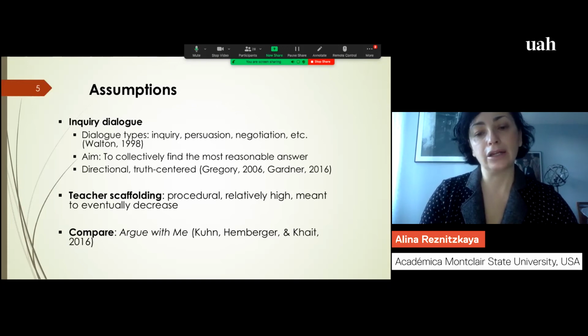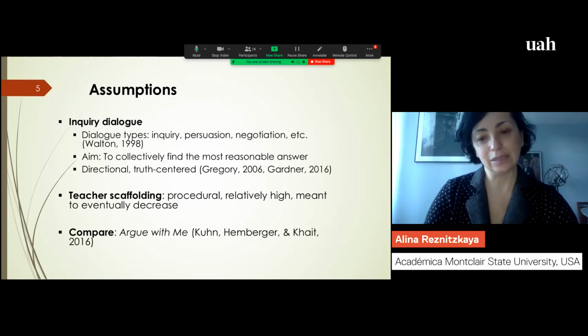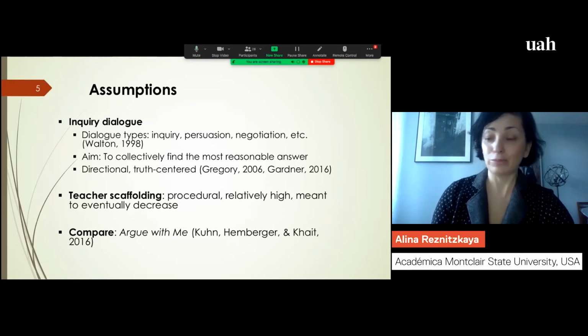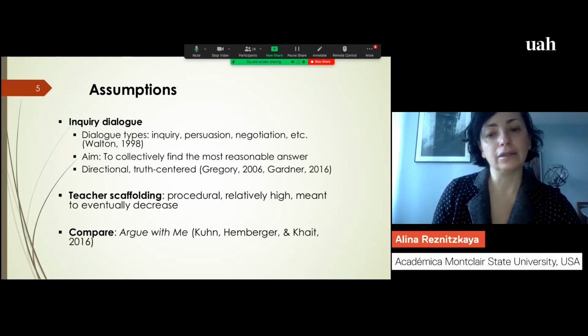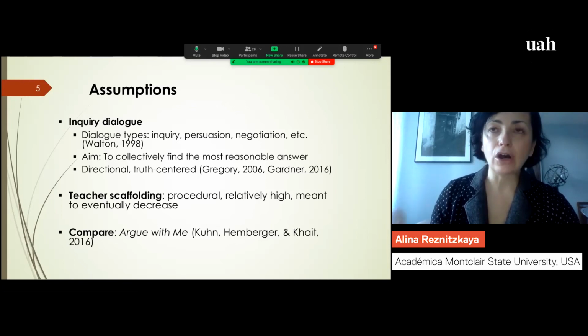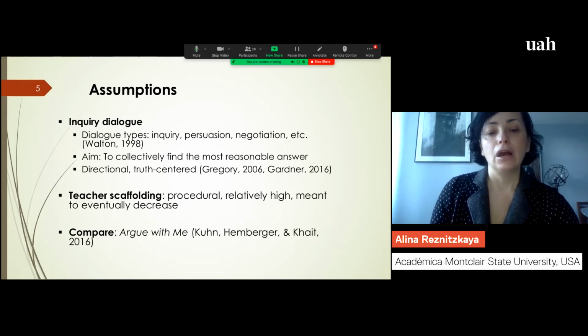And we actually describe those processes very specifically in one of our instructional and assessment tools that I will hopefully get to talk about. I also wanted to mention that these assumptions that I just described, that inquiry dialogue is the model that we want to use, and that the teacher should be present in the discussion, like we saw the teacher intervening in this clip several times, and that her comments should be about procedures or processes of argumentation.